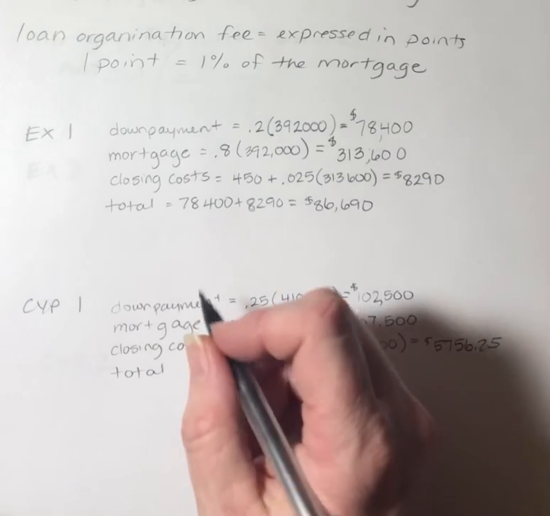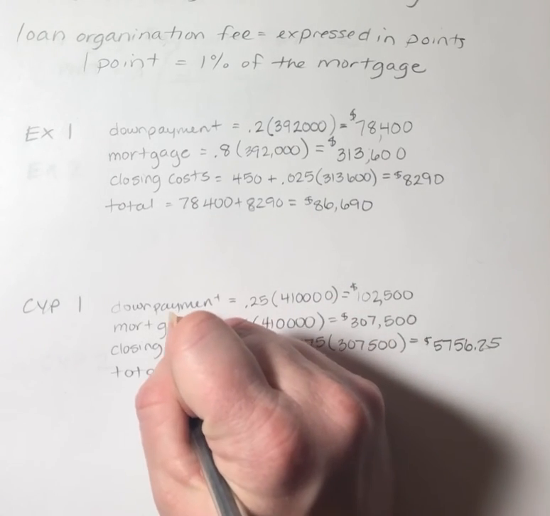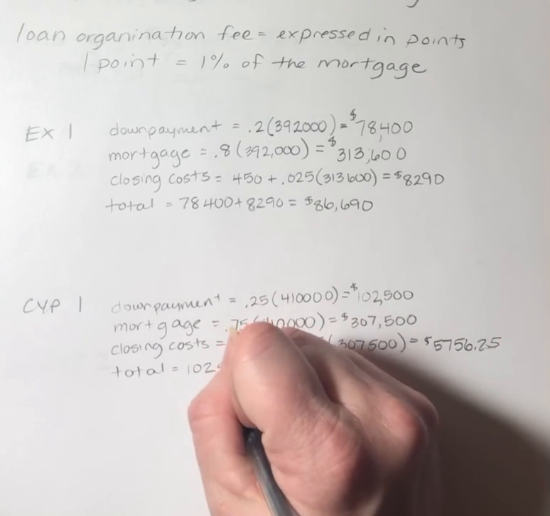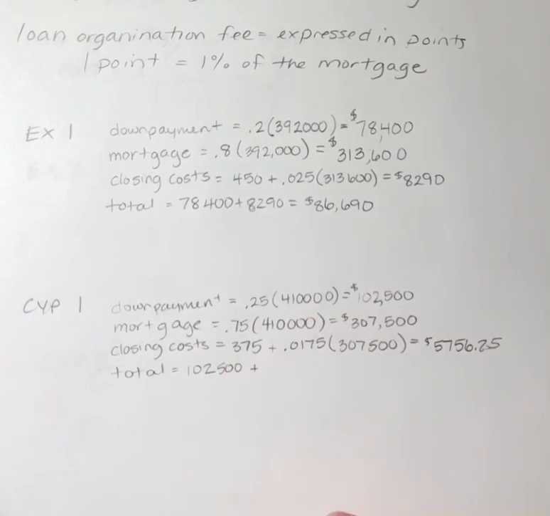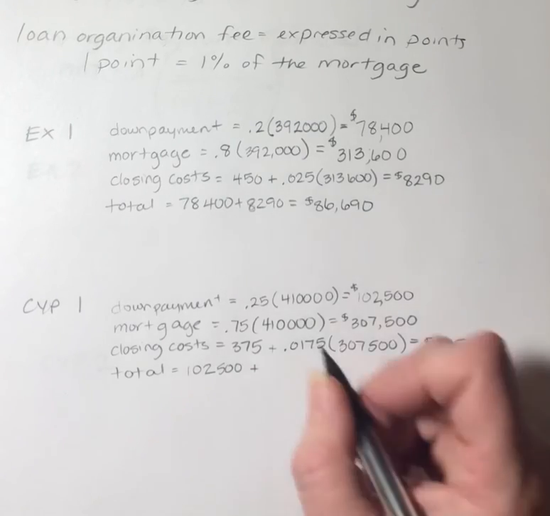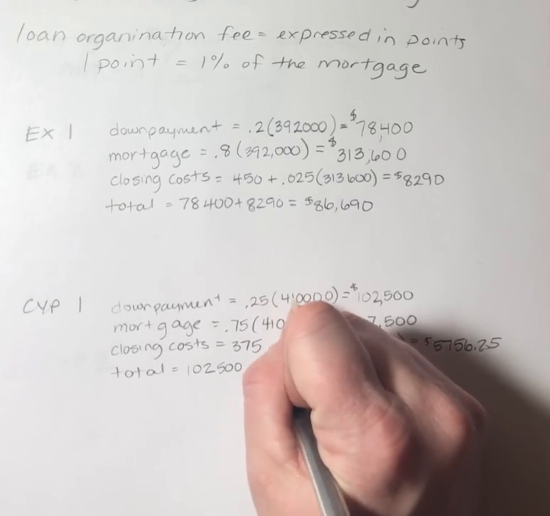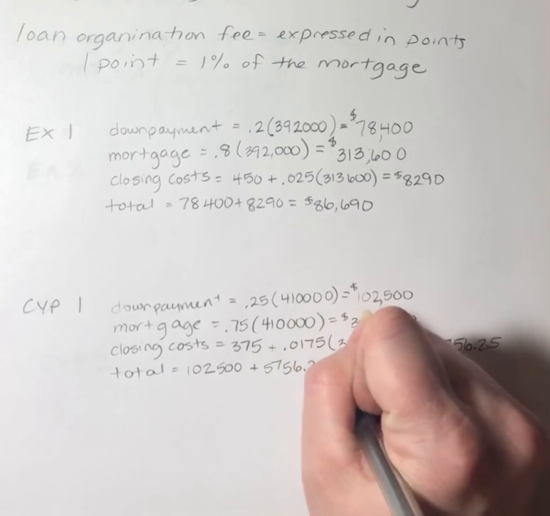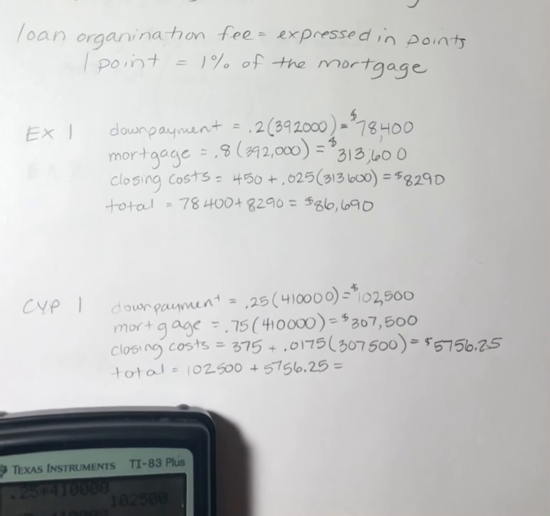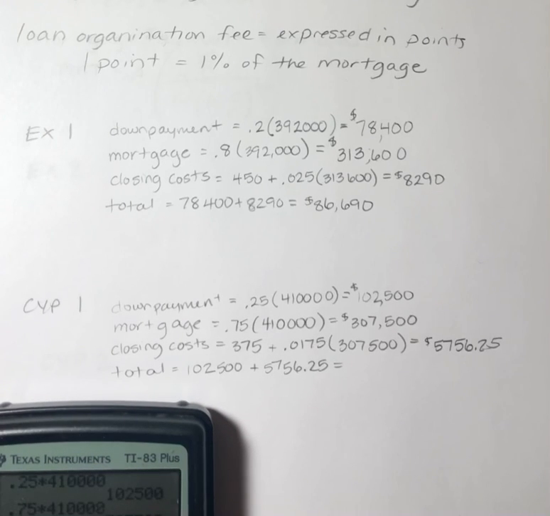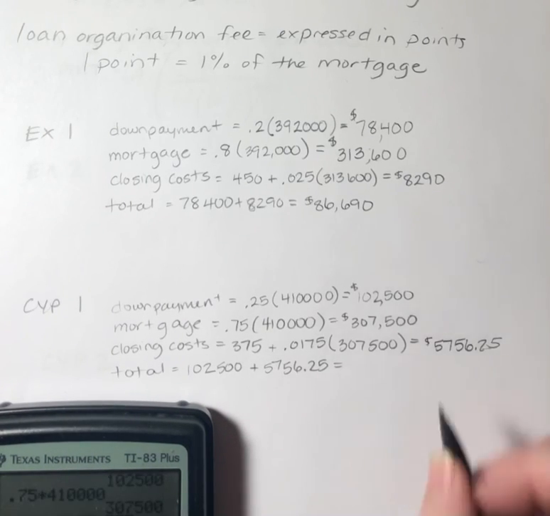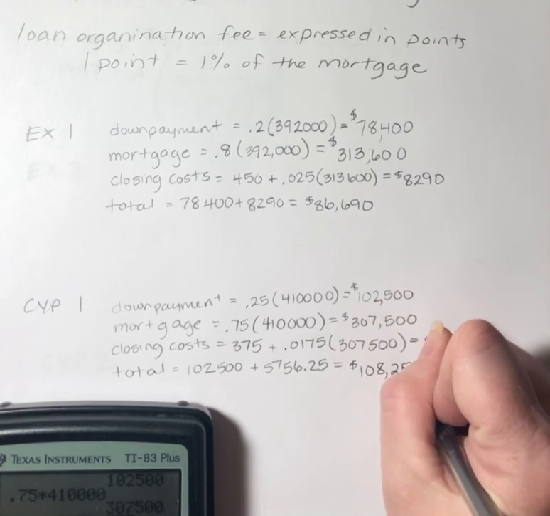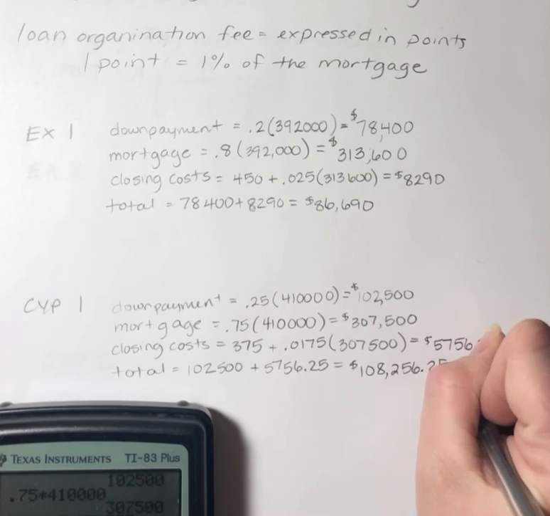So then my total, I take my down payment plus my closing costs. And I get $108,256.25.